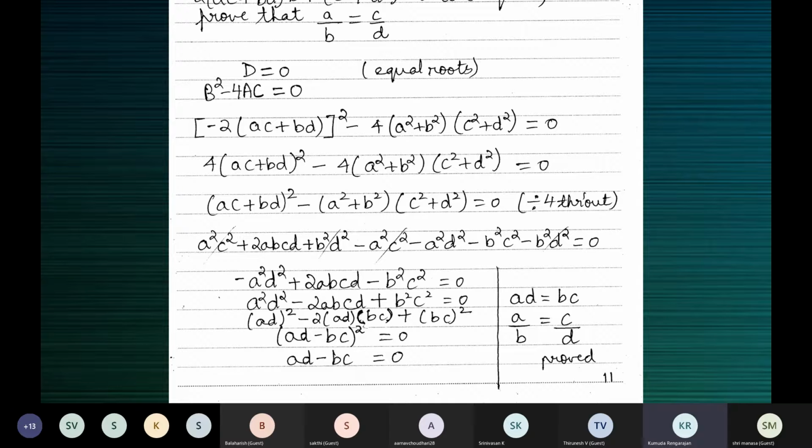Yes, Shakti, now tell me what you did. Yes, ma'am. I have taken the 4 common, and I got minus 4 into a square d square minus ac bd plus b square c square, ma'am. Of course. Take out minus common and that goes to the other side for division. 0 by 4 or minus 4, whatever. So it's 0. That's fine. Then I got the final answer as AD is equal to BC. Good.